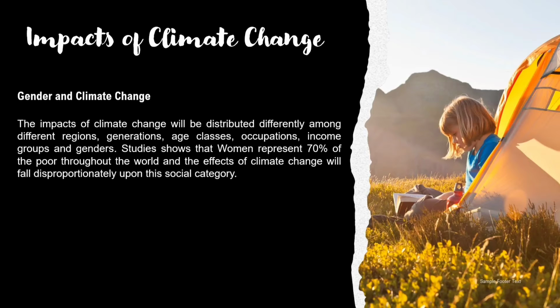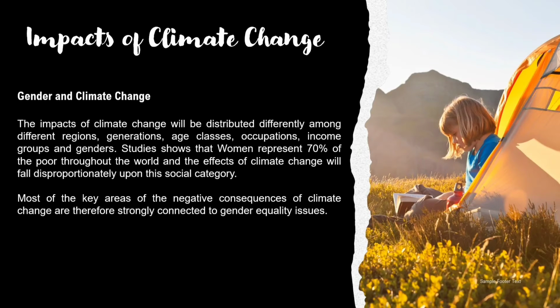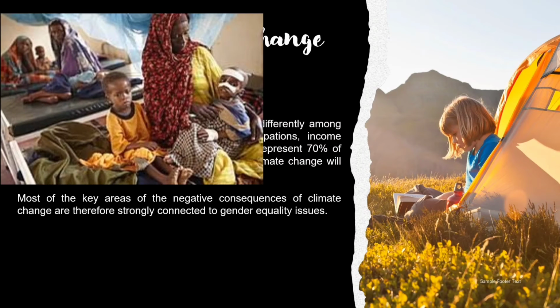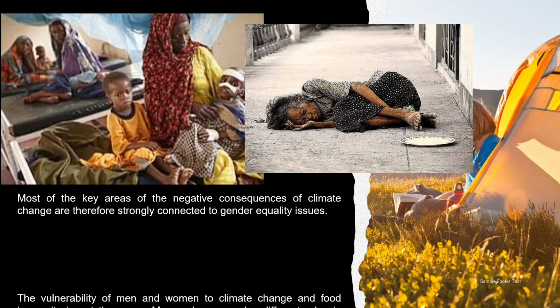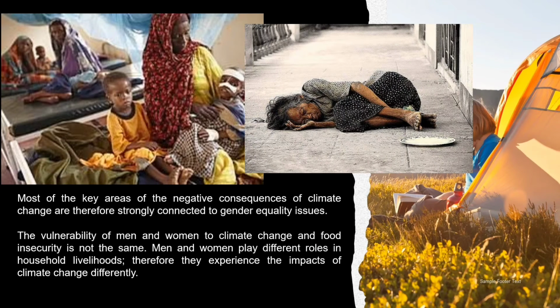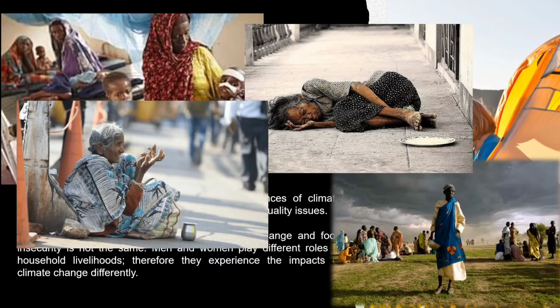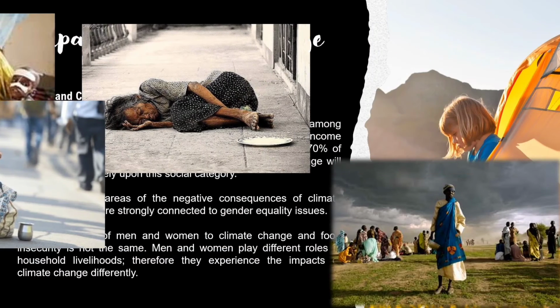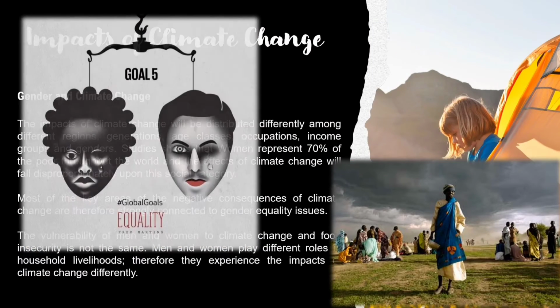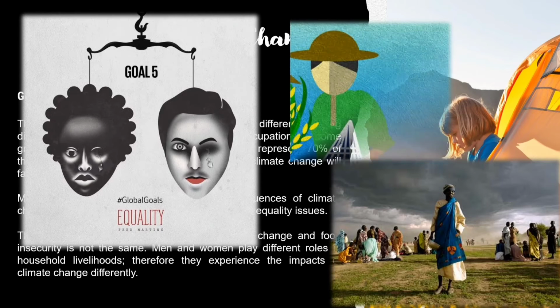Studies show that women represent 70% of the poor throughout the world, and the effects of climate change will fall disproportionately upon this social category. Most of the key areas of the negative consequences of climate change are therefore strongly connected to gender equality issues. The vulnerability of men and women to climate change and food insecurity is not the same. Men and women play different roles in household livelihoods, therefore they experience the impacts of climate change differently.